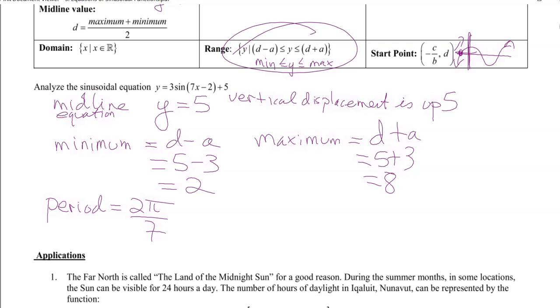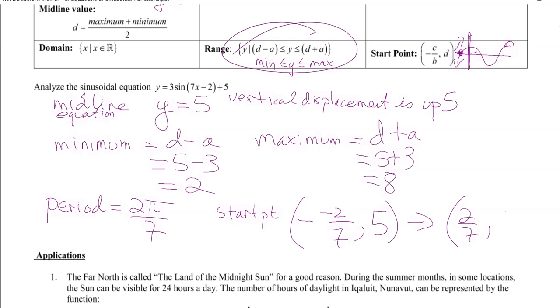What's the start point? So it's negative c over b, comma d. A negative of a negative is positive, so negative of negative 2 over 7 is 2 over 7, comma 5. That's where it would start.